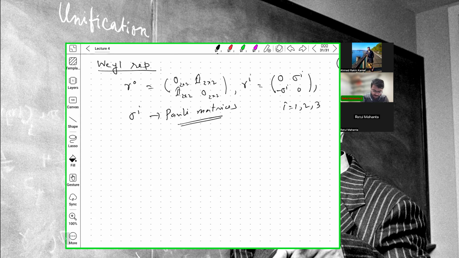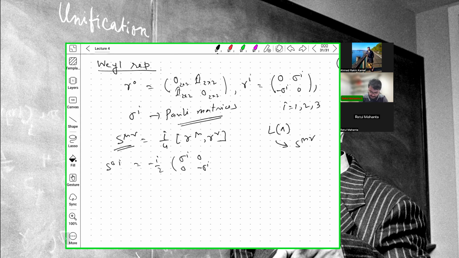One can compute the S mu nu. It turns out that all the S mu nu are block diagonal, 2 by 2 block diagonal. So the representation lambda L, which contains this S mu nu in the exponential, is actually a reducible representation of the Lorentz group. But okay, so let me state what it is. So it is sigma i 0, 0 sigma i, and let me write all of them.